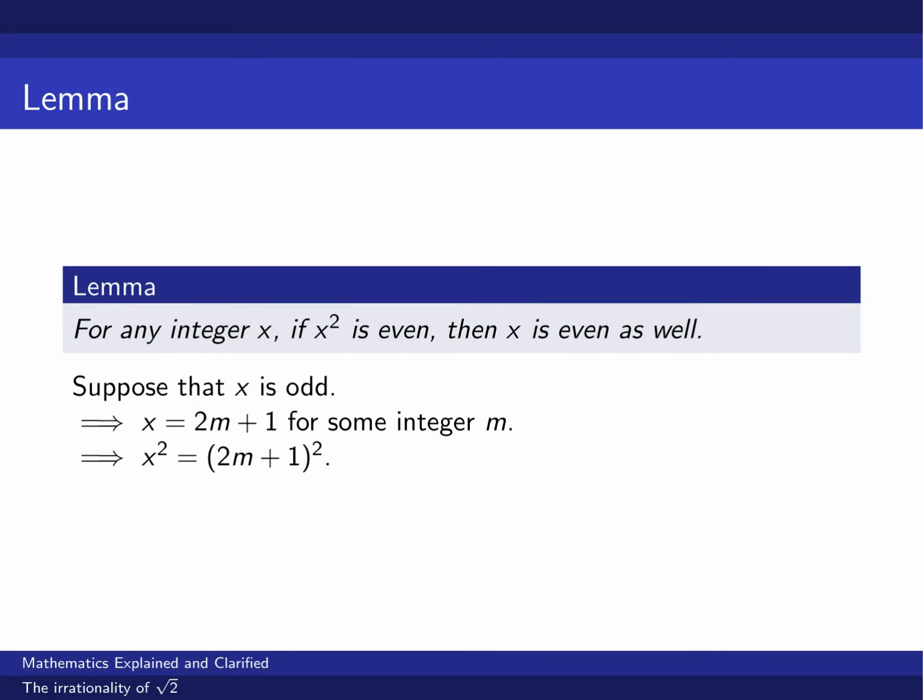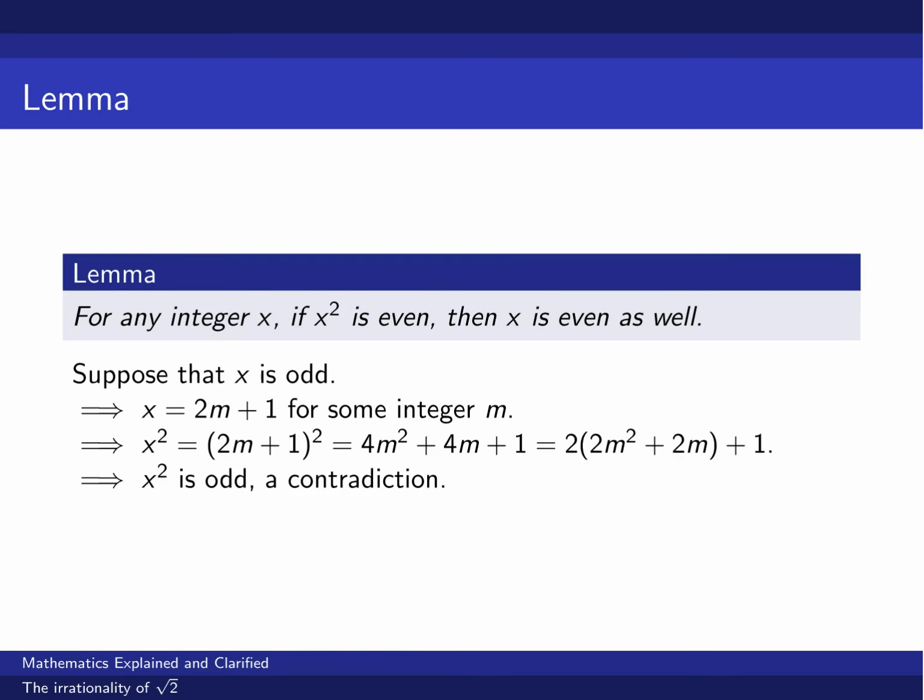Then x squared is equal to (2m plus 1) squared. And this we can rewrite as 4m squared plus 4m plus 1. And this in turn we can rewrite as 2 multiplied by (2m squared plus 2m), and all of this plus 1. So this means that x squared is odd because it is expressed as 2 multiplied by some integer number plus 1. So it means that it's odd, which is a contradiction.